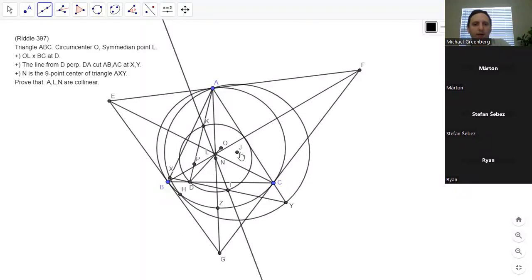Yeah, K, N and I are collinear. We know that. What do we know about the 9-point circle? 9-point center.